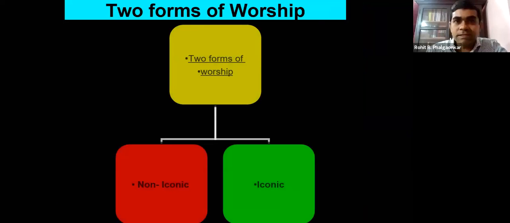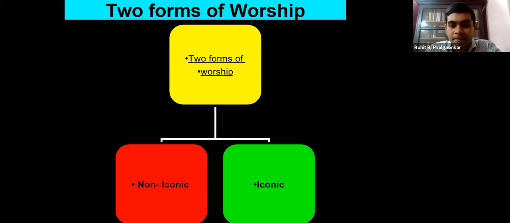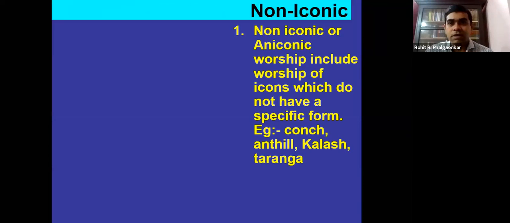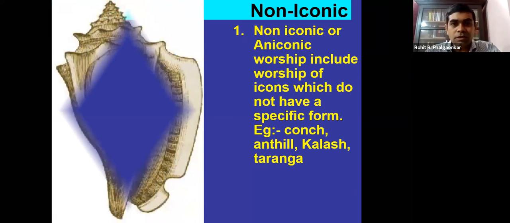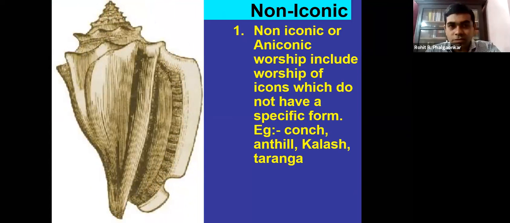Now I have categorized this into two forms of worship which are found in Goa. Which are they? You have the non-iconic and the iconic. Non-iconic is also called aniconic. It means there is no icon as such. There is no specific form. It can be just an irregular form, which could be in the form of a conch, an anthill, kalas, or a taranga. So here you can see a conch.